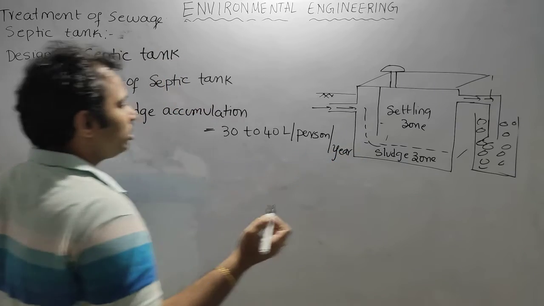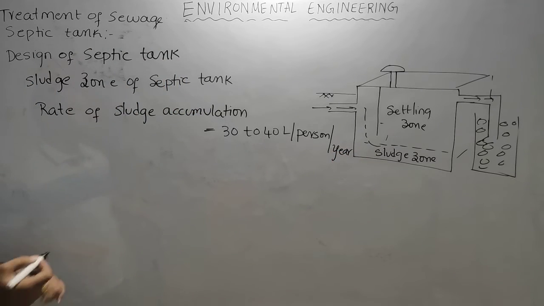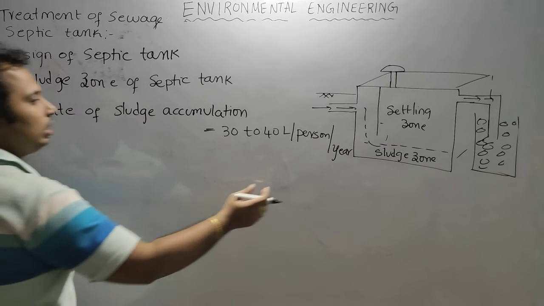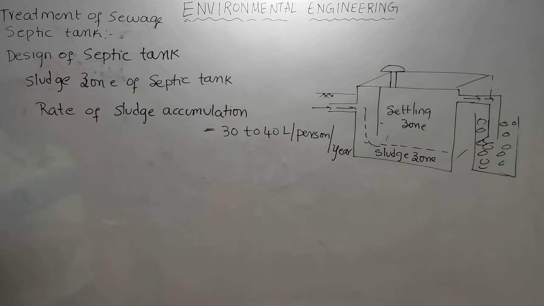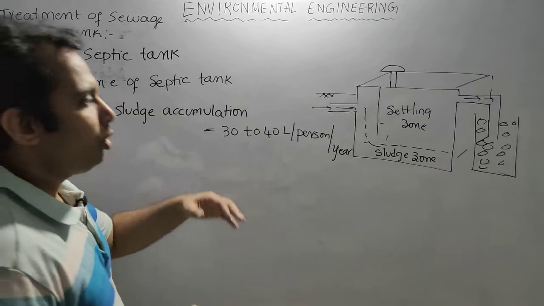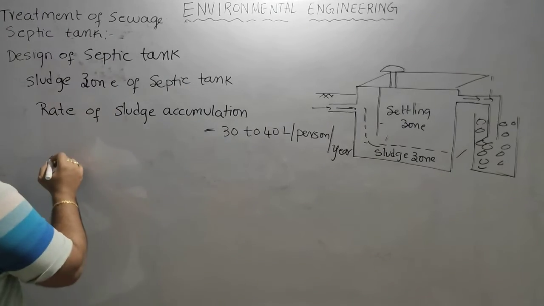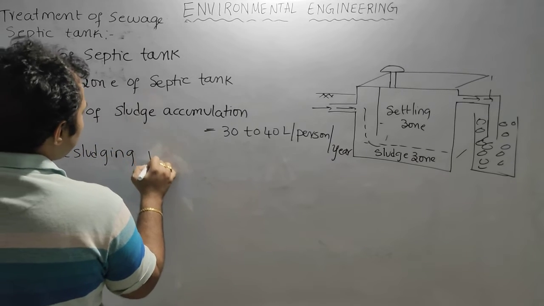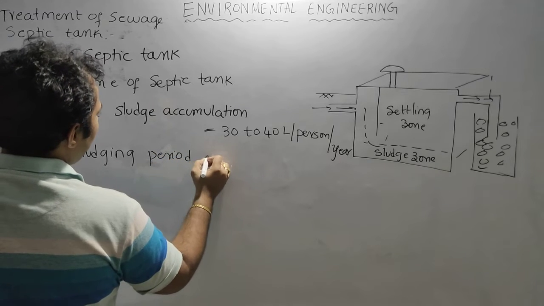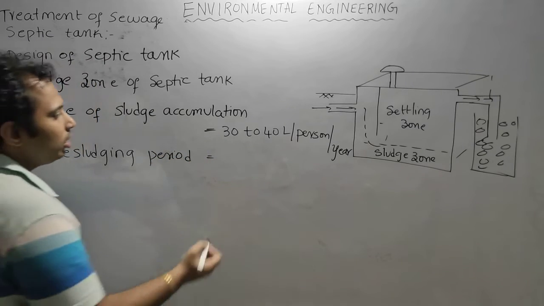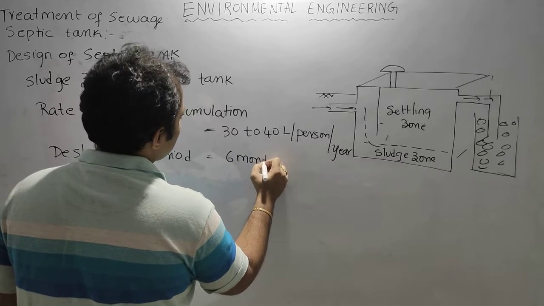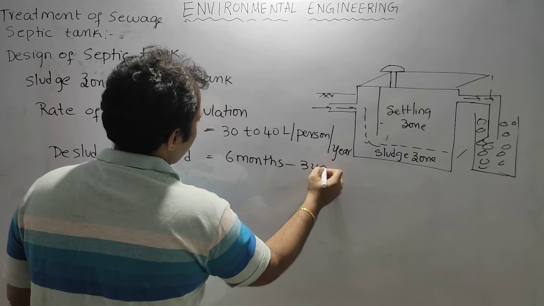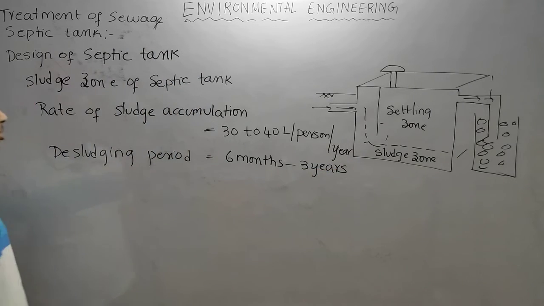Now, what is the cleaning period? To find the volume of the sludge zone, we need the desludging period: after how many months or years we are going to remove this sludge. The desludging period also varies with the size of the tank. It can vary from 6 months to 3 years depending upon the size of the tank.